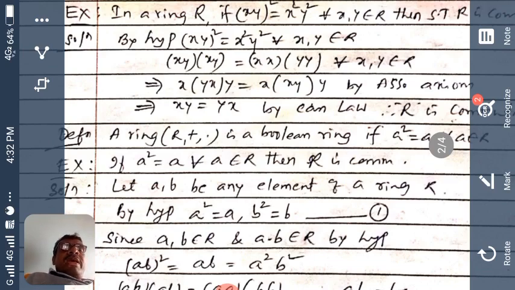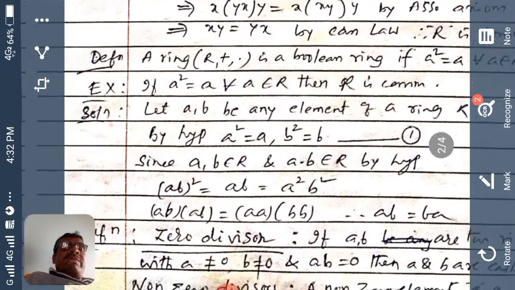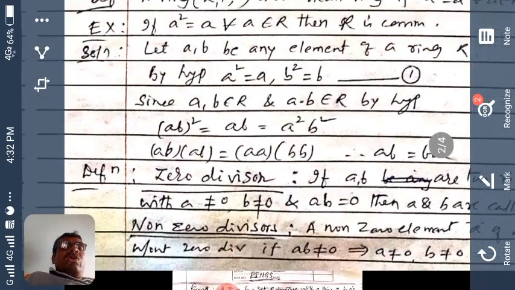Again, (AB)² equals A²B². Just based on the above example, clearly AB equals BA for all A and B in a ring. This means R is said to be commutative. Then one more important definition for the examination point: zero divisor.